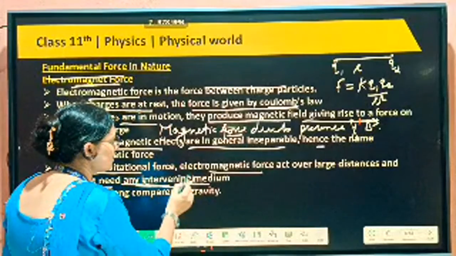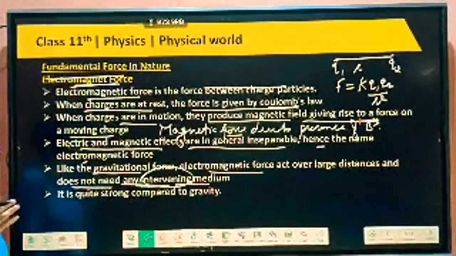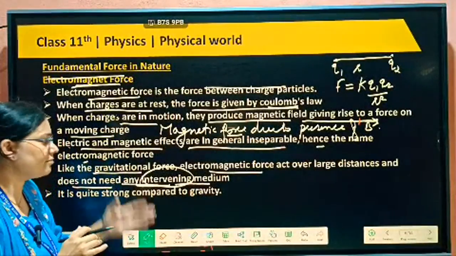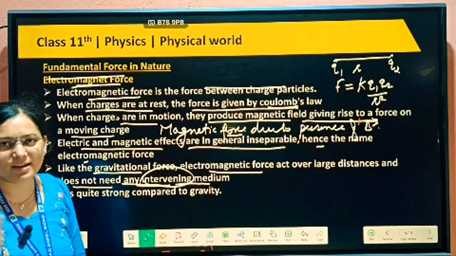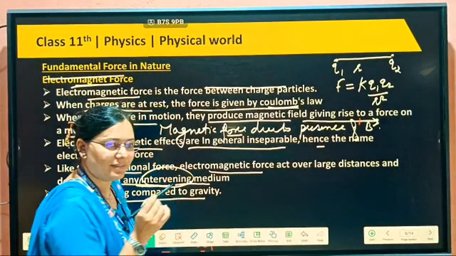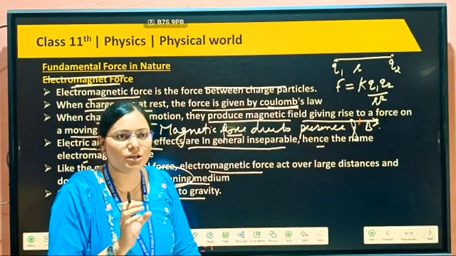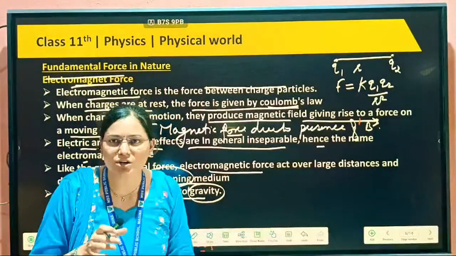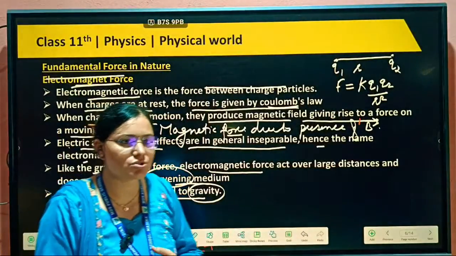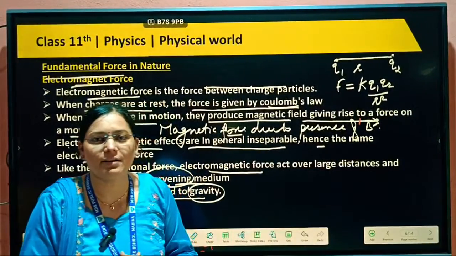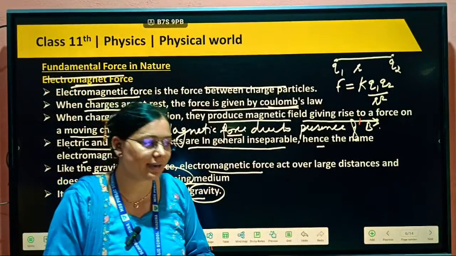Intervening means that which conveys this type of force between the charged particles, between the magnetic particles. It does not matter whether there is a medium or not. Okay. Then it is quite strong as compared to gravity. Yes beta, gravity, I told you, gravity means what comes from our gravitational force. If we are talking about this gravitational force on our earth, then we can call it gravity. That is the earth's attractive power, we call it gravity.